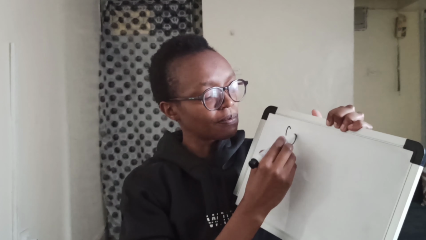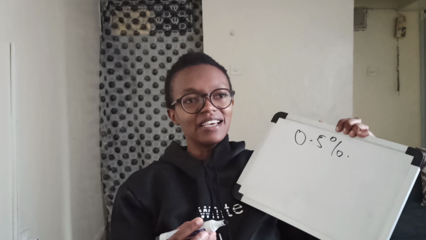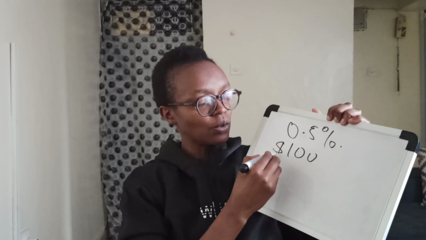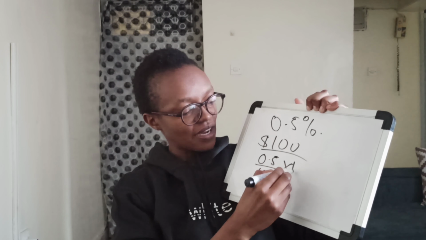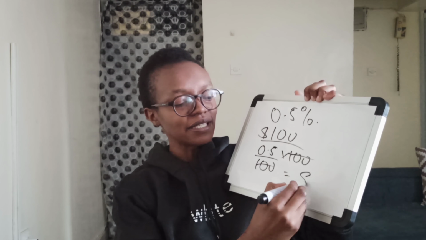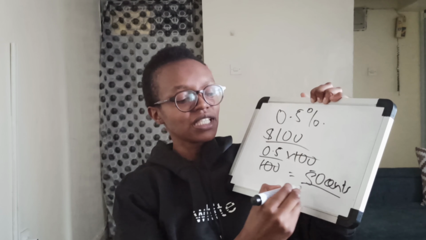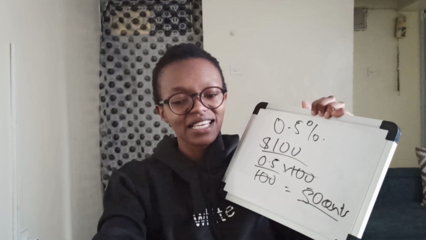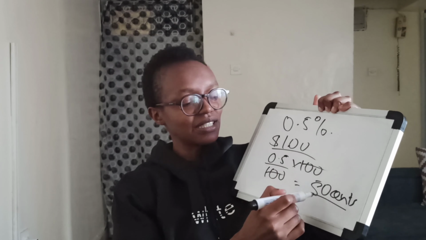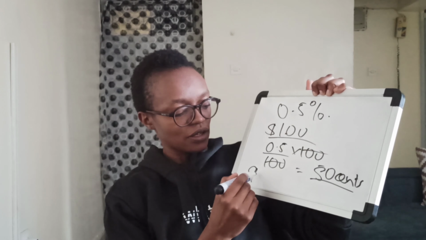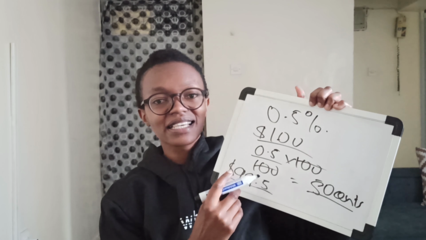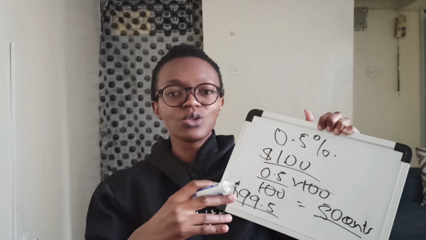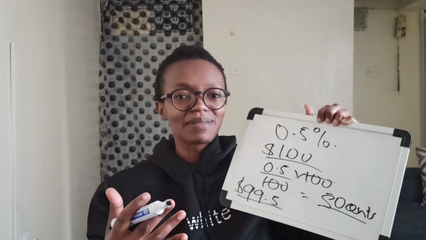So let's take another example. If the broker requires a 0.5% margin requirement and you have your $100 account, what this means is they are going to deduct 0.5 over 100 times 100. So they are going to deduct 50 cents from your trading account. So this 50 cents is going to act as the used margin, and the remaining 100 minus the 50 cents is going to come to $99.5. So the $99.5 in this case will be the free margin that you're allowed to use to open other trading positions that you may spot in the market.